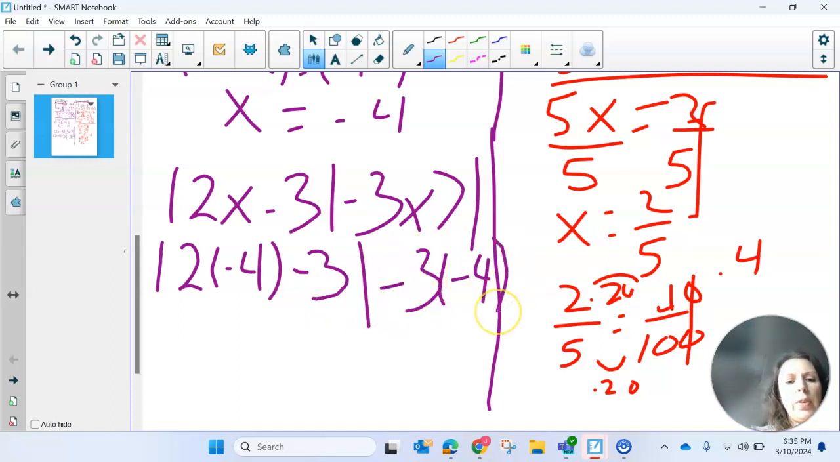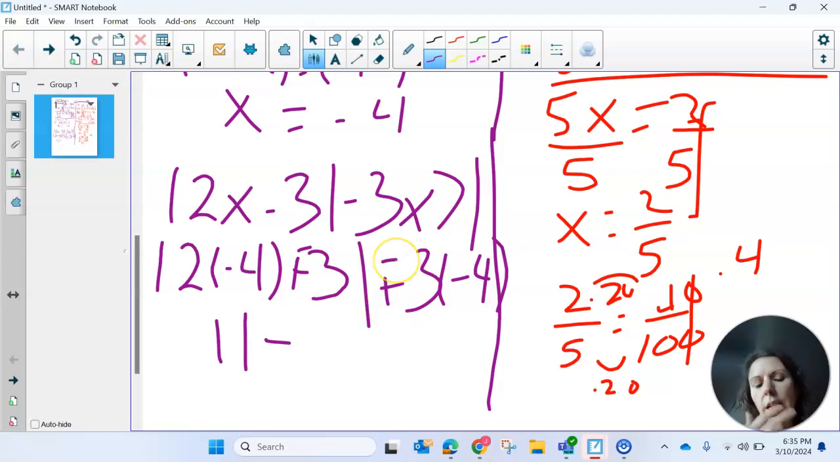And then I'm going to simplify that down. 2 times negative 4 is negative 8. Negative 8 plus a negative 3 would be negative 11, but it's absolute value of 11. And then a negative, because I can turn this into negative, negative 3 times negative 4 turns out to be a positive 12. So then we take 11 minus 12 and we get a negative 1. Is negative 1 greater than 1? No, it's not. So that side didn't work.